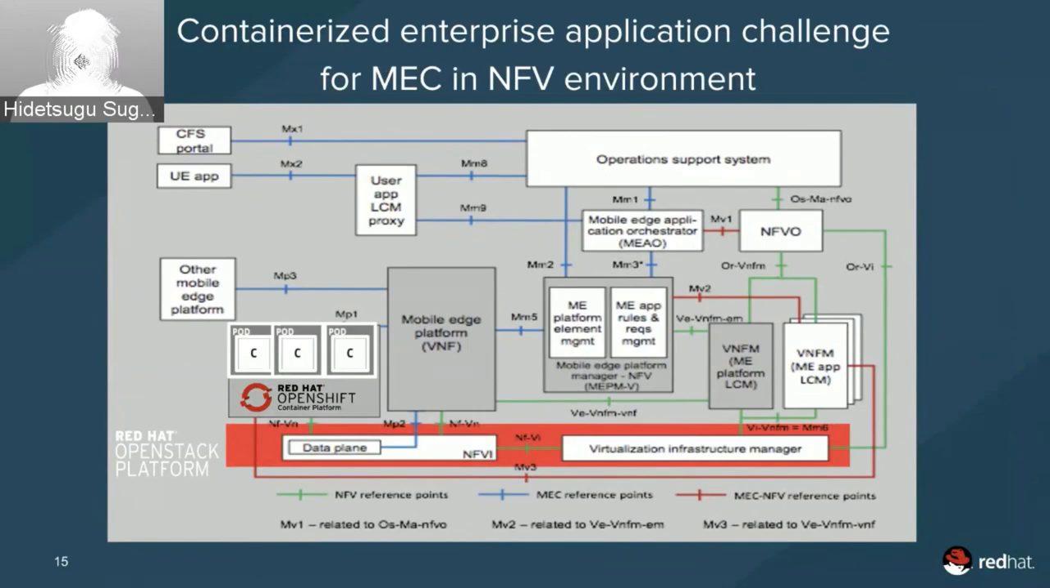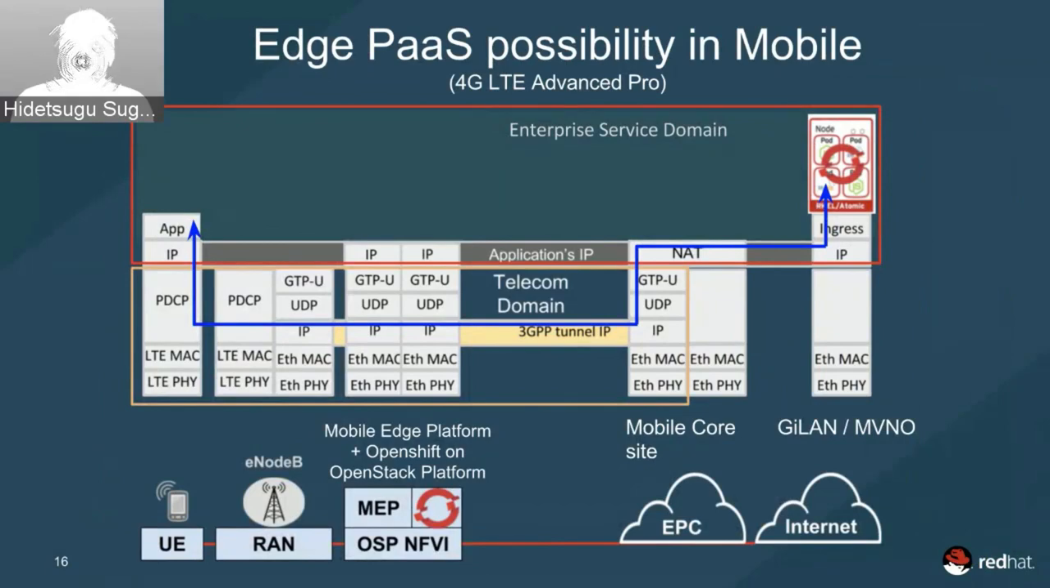OpenShift ingress control needs to be enhanced for interworking with the Mobile Edge platform. In terms of the logical network architecture, ETSI specifies that MEC can be a part of eNodeB in the RAN, radio access network, or can be run on the external edge computing server like this slide. Mobile Edge platform on the OpenStack NFV, in which the MEC server can be deployed in between RAN and EPC mobile core on the S1 interface. The user plane over the S1 interface is GTP-U based. Usually, without MEC server, users' IP application traffic is carried through the GTP-U tunnel, and the user traffic can reach the GiLAN or MVNO site.